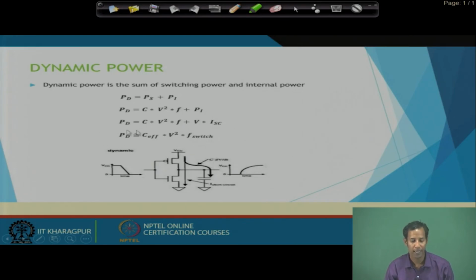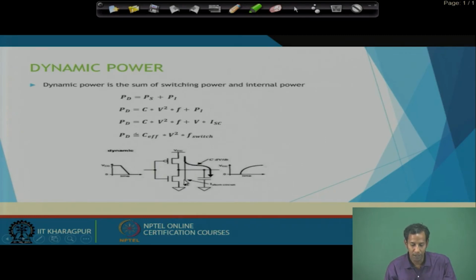Mainly, the contribution of this internal power is very low compared to the overall dynamic power consumption. So, the switching power is the major contribution, and that is why you can omit this particular term. The internal power will be in nanowatt, whereas the switching power should be in the range of milliwatt. Okay.